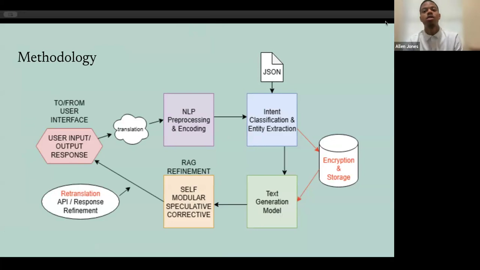This is partly how our chatbot worked. We started off with the JSON, and then we extracted entities, or in other words, the text. We put it into the LLM, the text generation model, and it'll come up with a response. We then use RAG refinement. A majority of the RAG refinement that we used was speculative because we wanted our chatbot to answer subjective questions as well as objective. So we wanted to be able to answer questions that didn't come directly from the text, kind of thinking on its own a little bit. And then at the same time, the user would put in their input, it would get translated, and then it would also get encoded and go to the response.